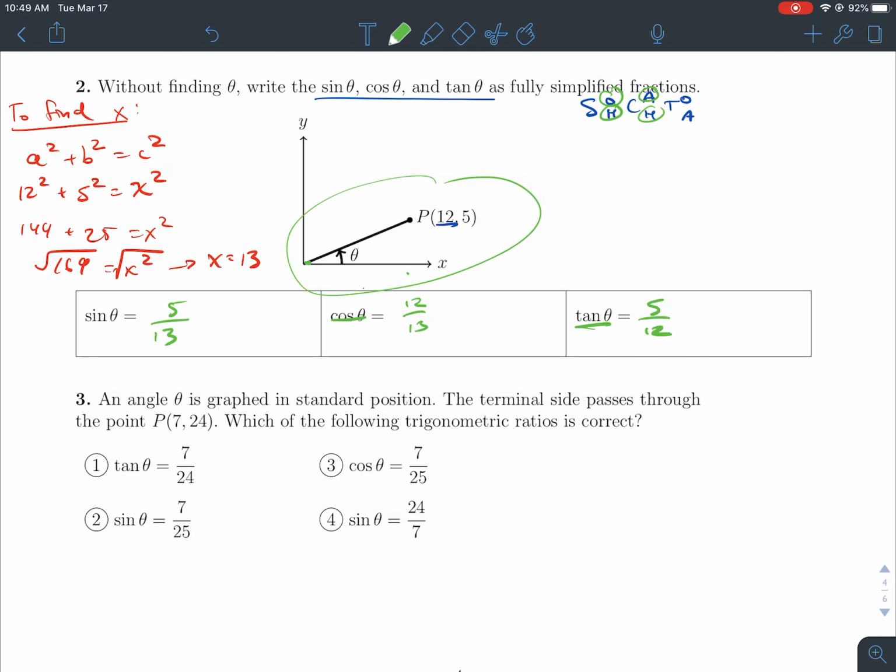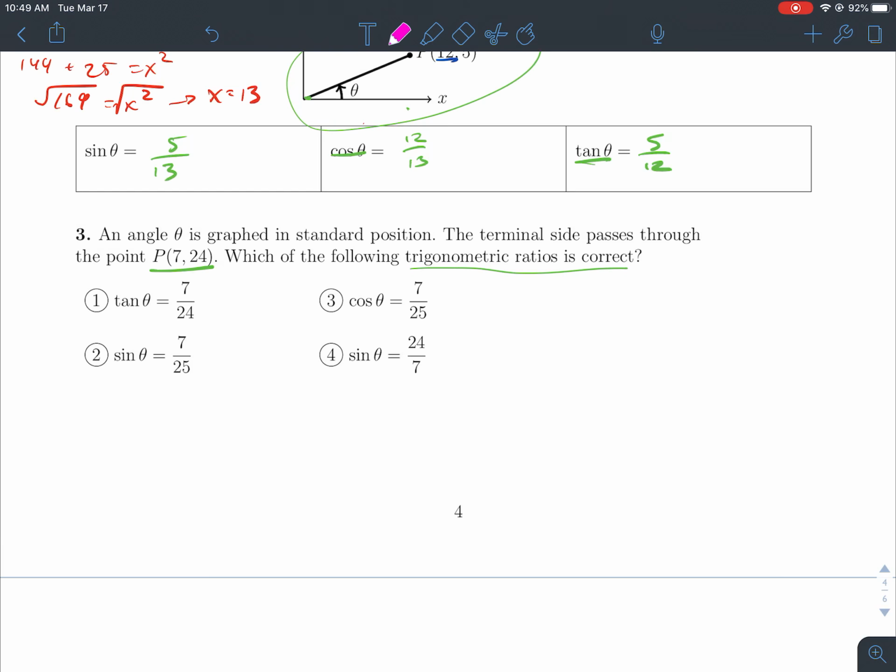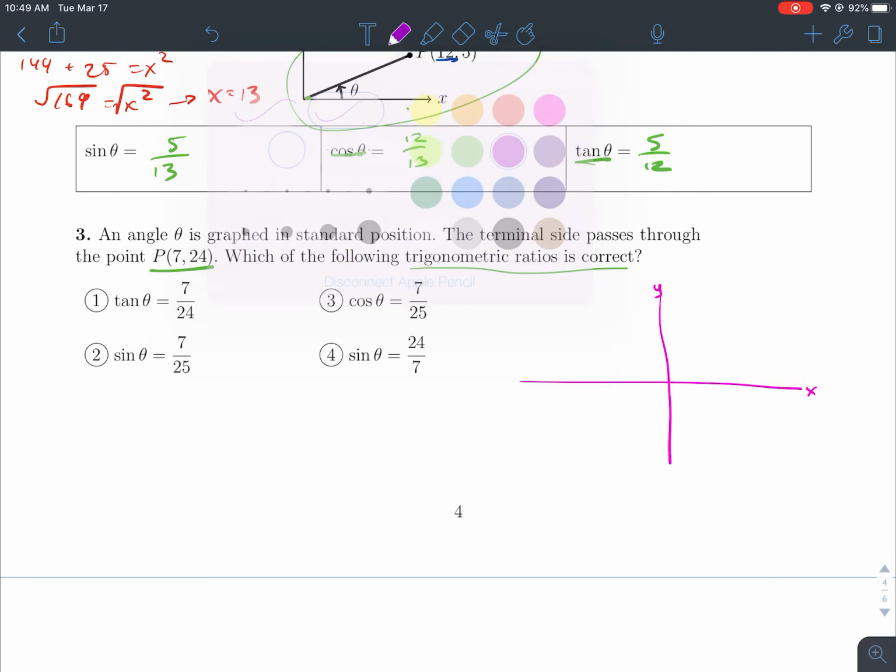An angle theta is graphed in standard position. The terminal side passes through the point P, which is (7, 24). Which of the following trig ratios is correct? All right, with trig problems, if they don't give you a picture, it's always helpful to draw one. So we're going to draw it in standard position. That means that our angle starts on the x-axis. Now, we know that the terminal side, the ending side, goes through the point (7, 24).